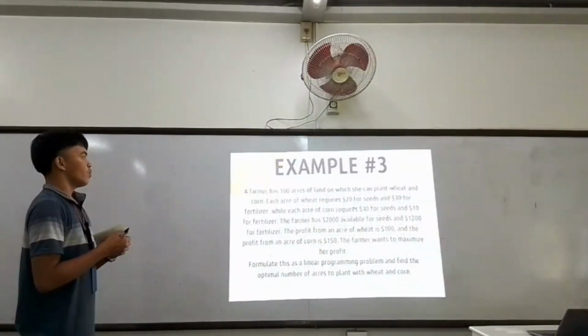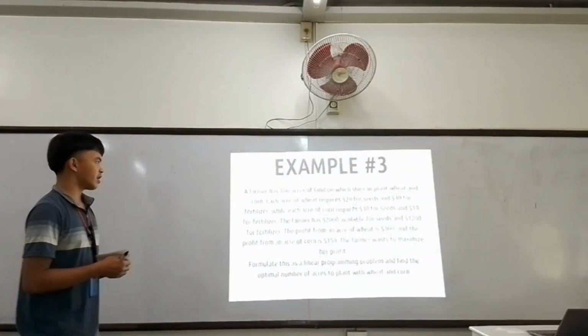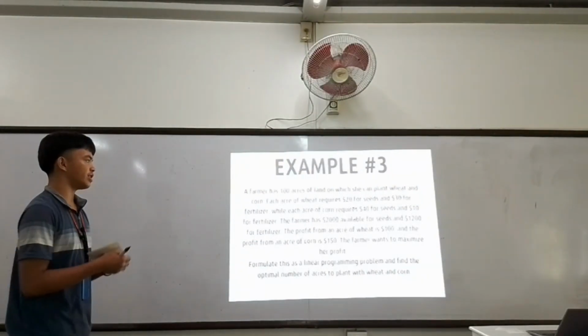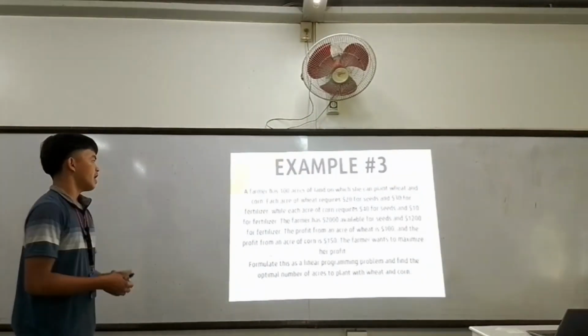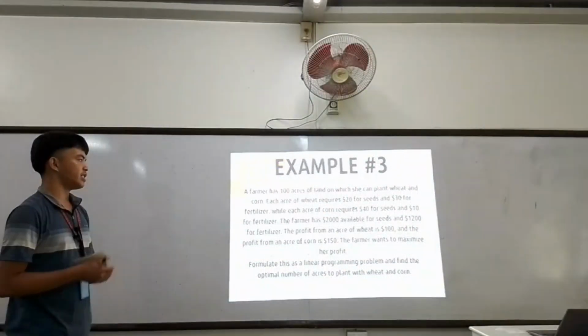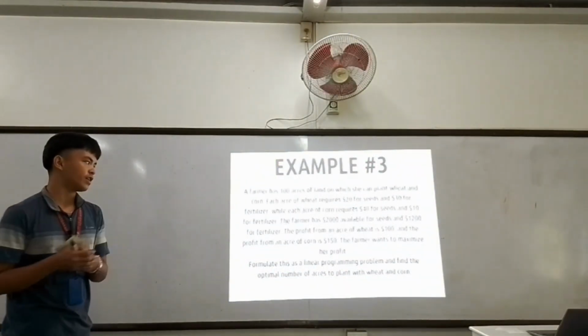can plant wheat and corn. Each acre of wheat requires $20 for seeds and $30 for fertilizer, while each acre of corn requires $40 for seeds and $10 for fertilizer.